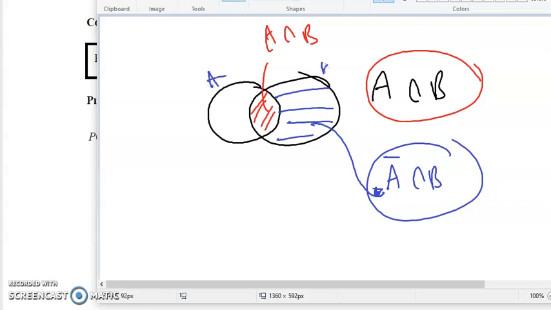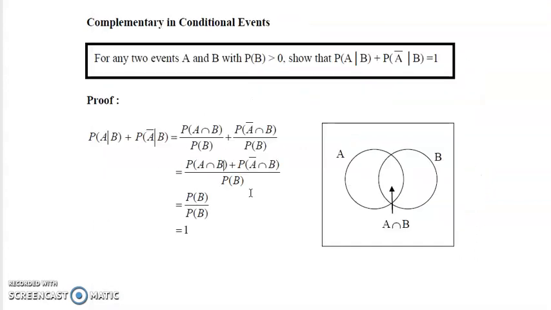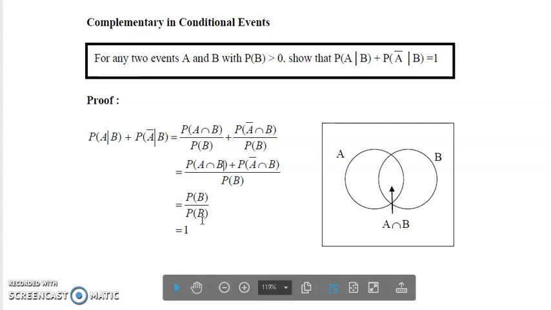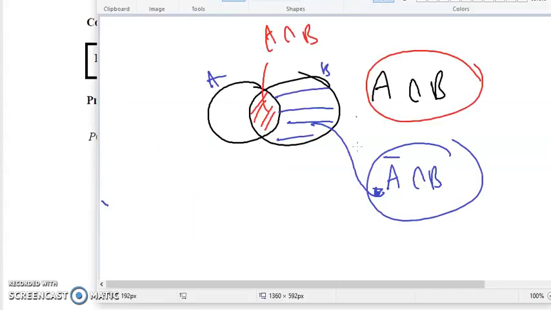This is your A, this is your B. So the result will be what? It will be equal to probability of B over probability of B. It will be equal to 1. So there you are. I already explained to you through the diagram here, right? So I'm going to proceed for the next one.